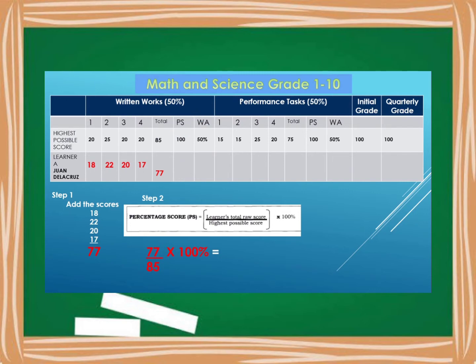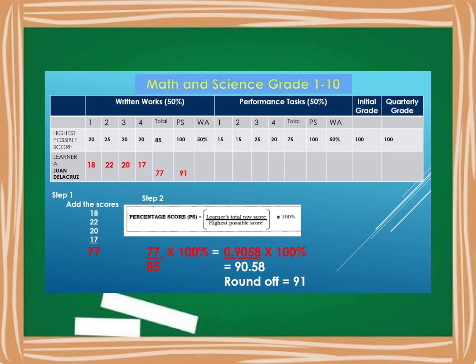Pag dinivide natin ang 77 and 85, lalabas ay 0.9058. I-multiply natin siya sa 100%. This is 90.58 at kailangan natin siyang i-round off. Ang round off na answer is 91. Ilalagay ngayon natin ito sa PS o sa percentage score.